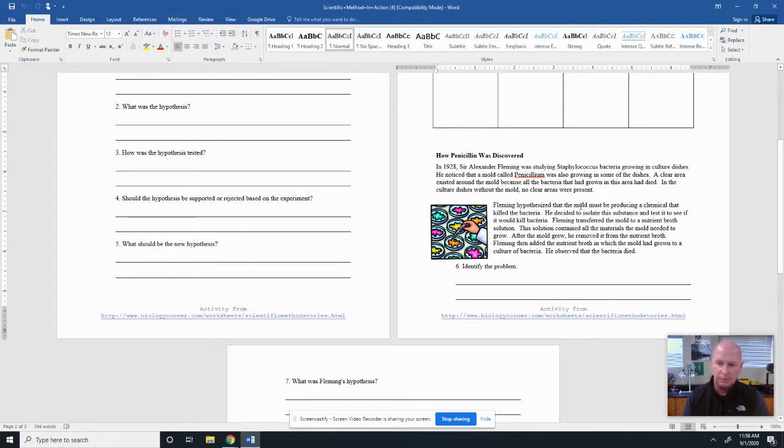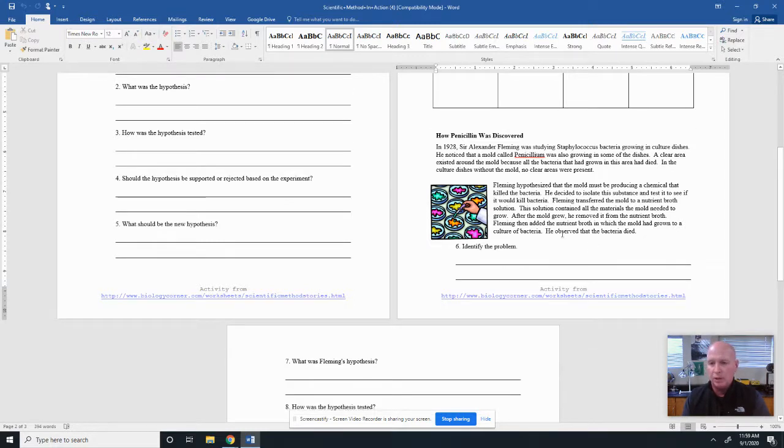Fleming hypothesized that the mold must be producing a chemical that killed the bacteria. He decided to isolate the substance and test it to see if it would kill bacteria. Fleming transferred the mold to a nutrient-rich broth solution. The solution contained all the material the mold needed to grow. After the mold grew, he removed it from the nutrient broth. Fleming then added the nutrient broth in which the mold had grown to a culture of bacteria. He observed the bacteria died. So he basically discovered penicillin. So let's get to it.